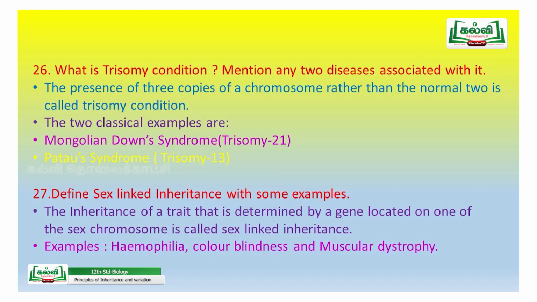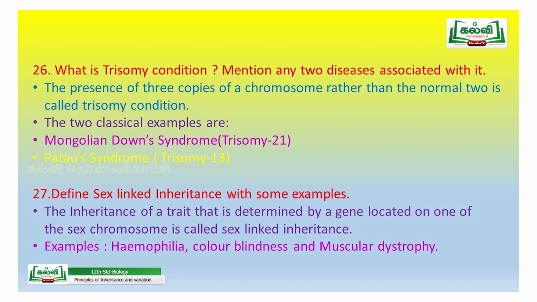What is trisomy condition? Mention any 2 diseases associated with it. The presence of 3 copies of a chromosome rather than the 2 normal copies is called trisomy. So, instead of 2 normal chromosomes, it has 3 copies. That is called the trisomy condition. Here we have 2 classical examples of trisomy: the Mongolian Down syndrome, which affects chromosome number 21 with 3 copies of chromosome 21, and the second one is Patau syndrome, or trisomy 13.